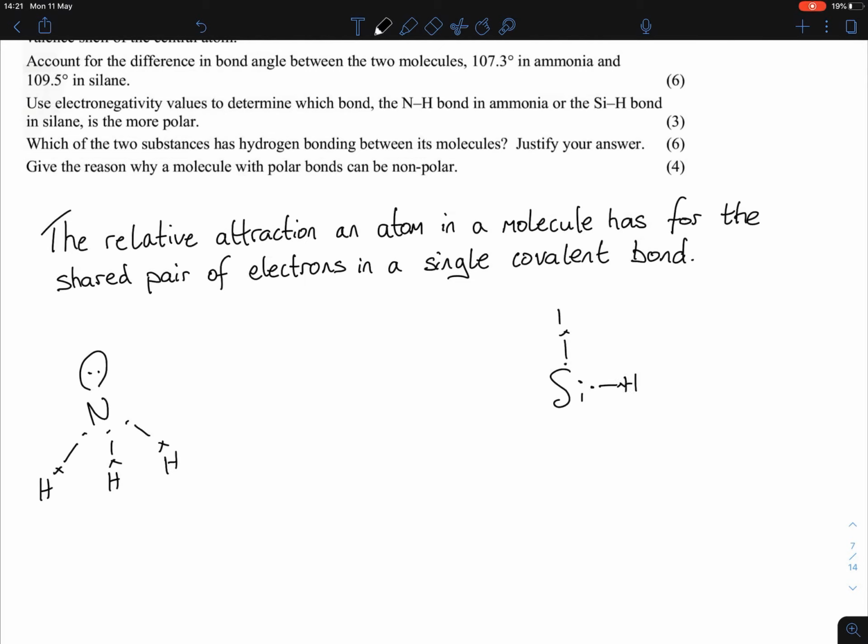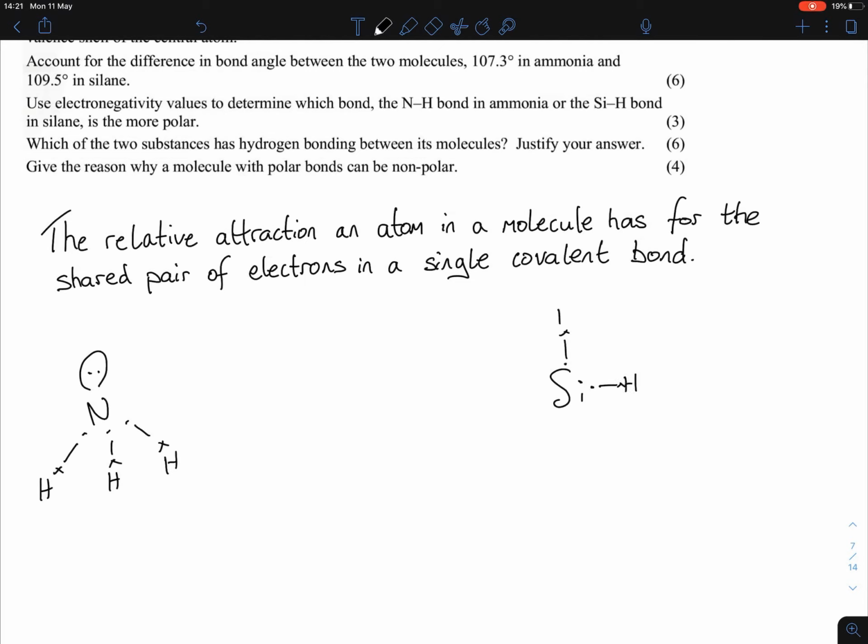Okay, so look, we're asked for 2 things. The main one, actually, is to account for the difference in the bond angles. So all you do here is you write out your lone pairs and your bond pairs. And you're going to do the exact same for the other side too. Lone pairs, bond pairs. Over here we have 1 lone pair and 3 bond pairs. Over here we have 0 lone pairs and 4 bond pairs.